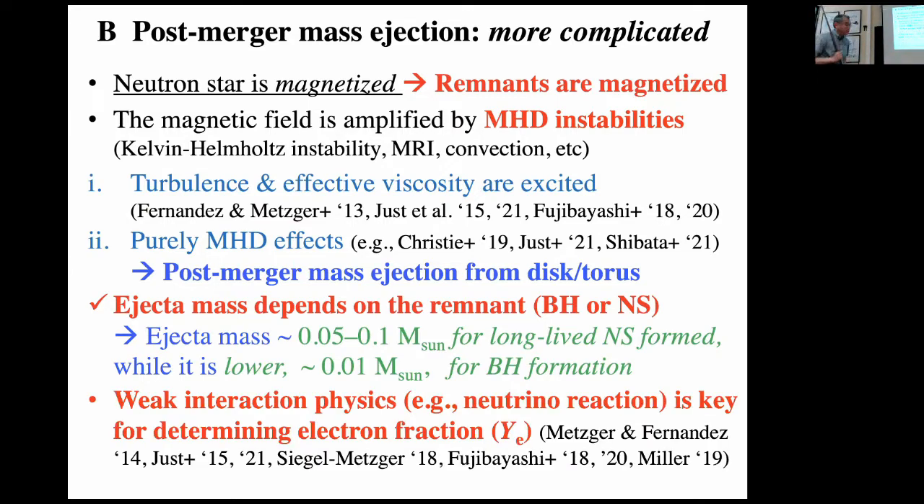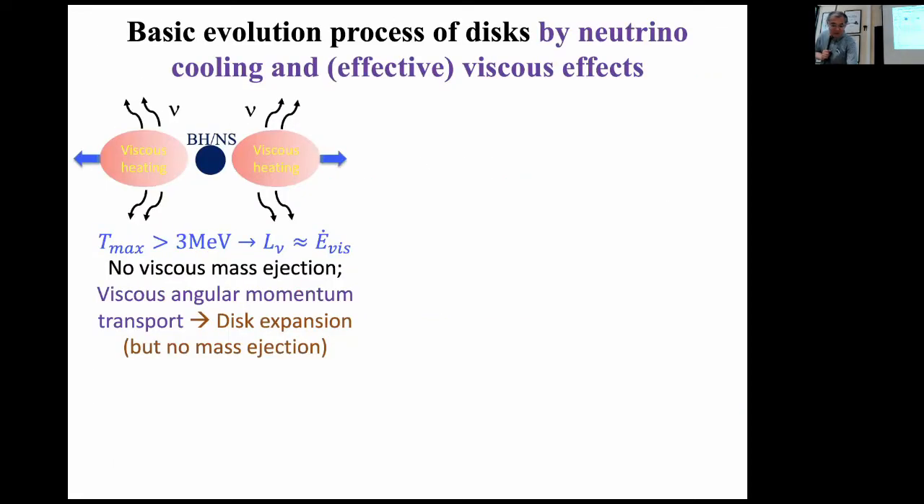And the other important thing for the ejecta is Ye. The central focus in this community is to determine the Ye accurately. Many people perform simulations, and I believe that now our understanding is much better than 5 years ago. So I would like to talk about how Ye is determined in the mass ejection.